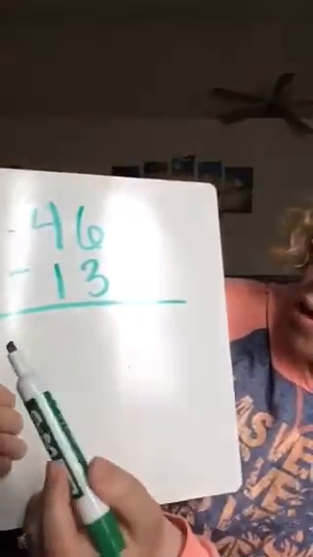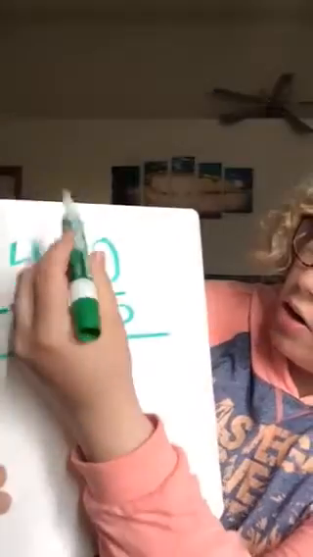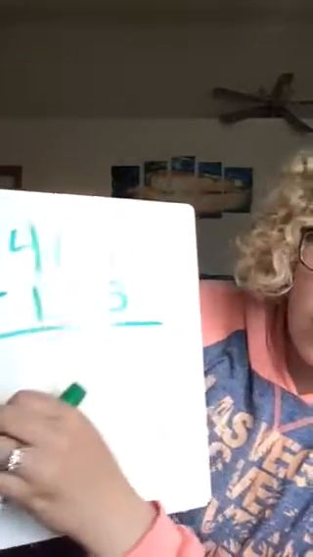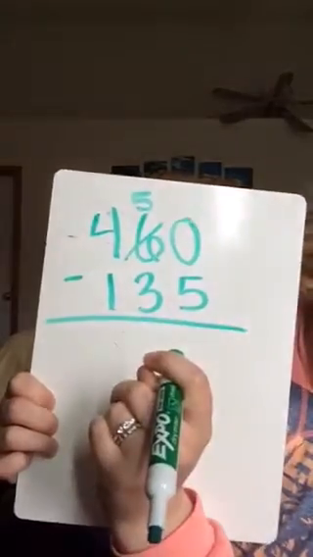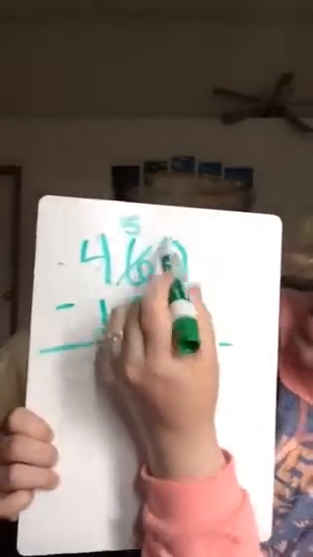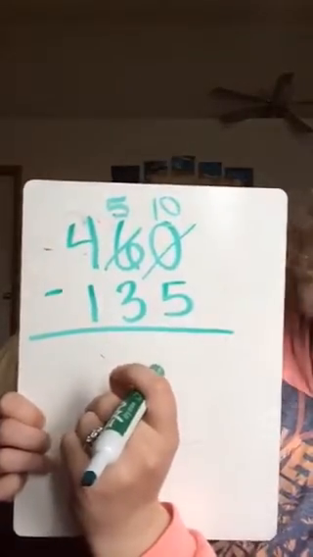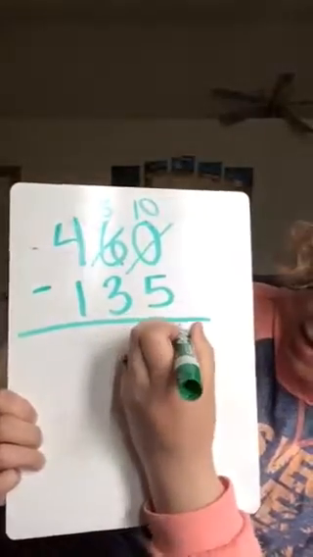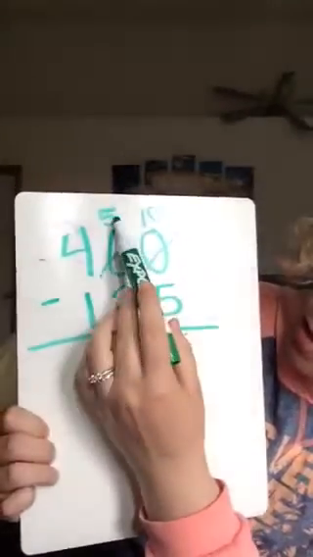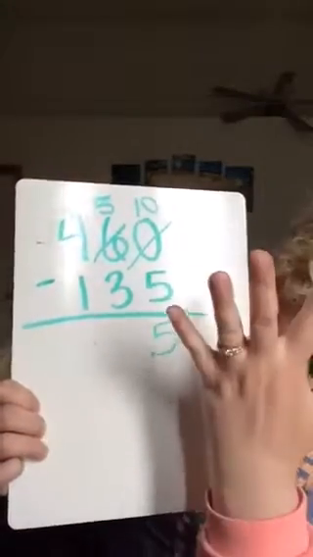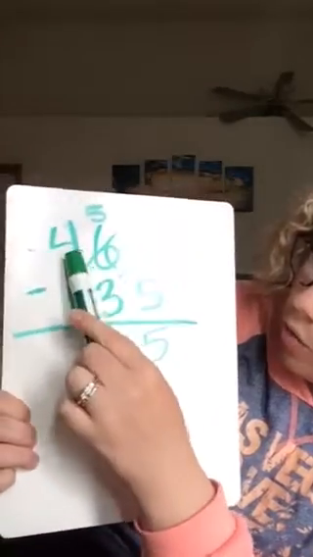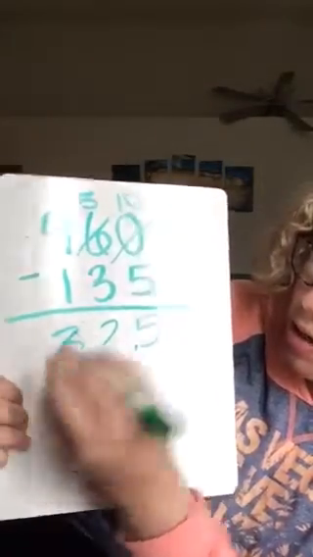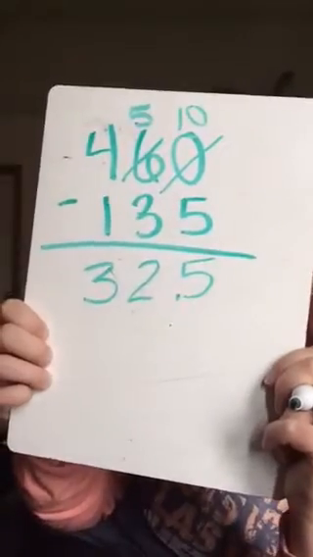More on top or more on the floor? More on the floor. Go next door. I have 6 and I have to rip off 1. So I rip off 1 and it leaves me with 5. And then I carry my 1 to my 1s and this becomes 10. 10 minus 5 is 5. Over here, 5 minus 3 is 2. And then 4 minus 1 is 3. Okay, so my answer is 325.